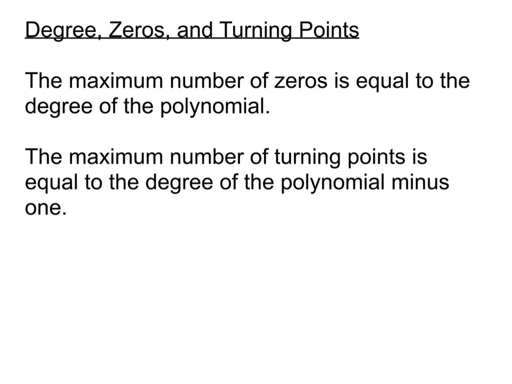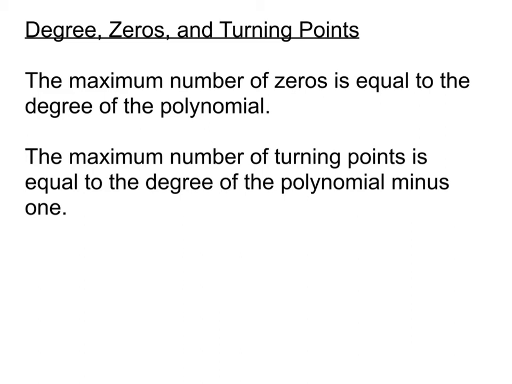And so we can generalize this rule. Once we know the degree of a polynomial, we know the maximum number of zeros. And if you need to remind yourself that zeros here means x-intercept, add that to your notes as well. The maximum number of zeros is equal to the degree of our polynomial.